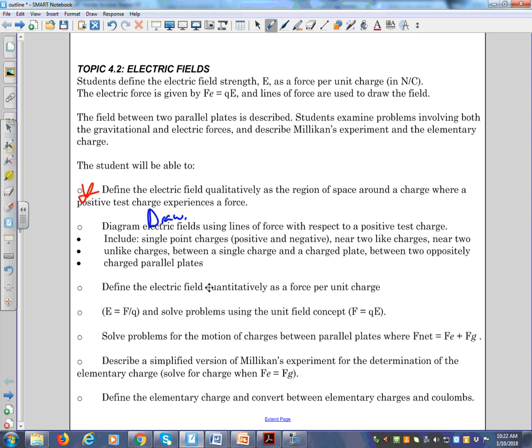Define the electric field quantitatively as a force per unit charge. Use E equals F over Q and solve problems using the field concept. F equals Q times E, same idea. Solve problems for the motion of charge between parallel plates, where F net is equal to Fe plus Fg. Very similar to friction. Describe a simplified version of Millikan's experiment.